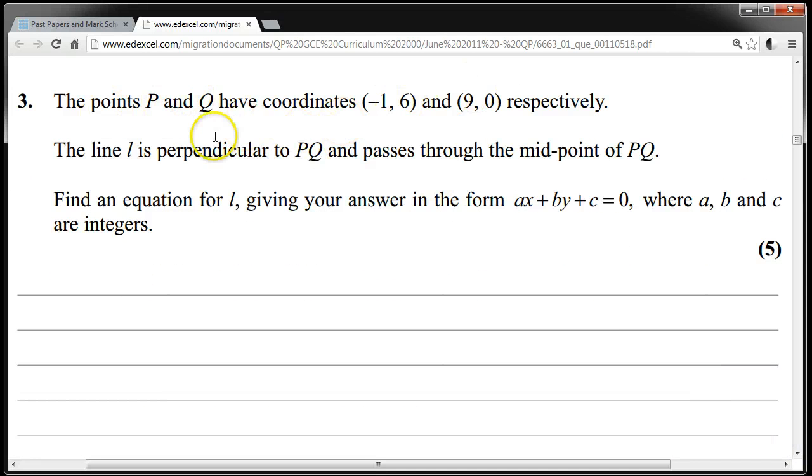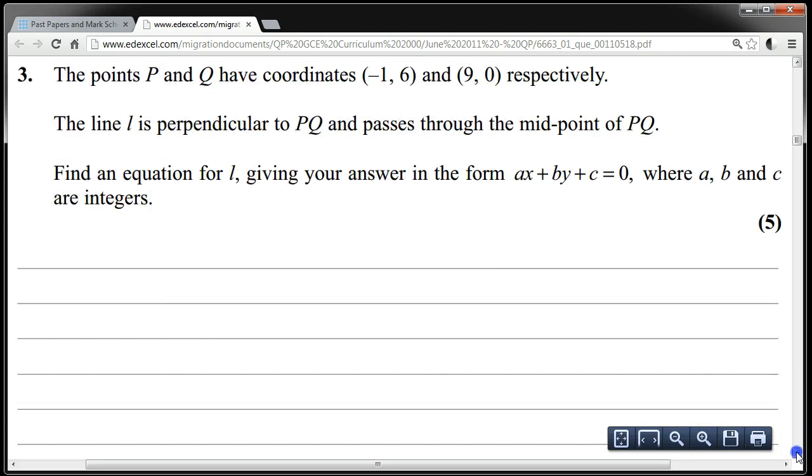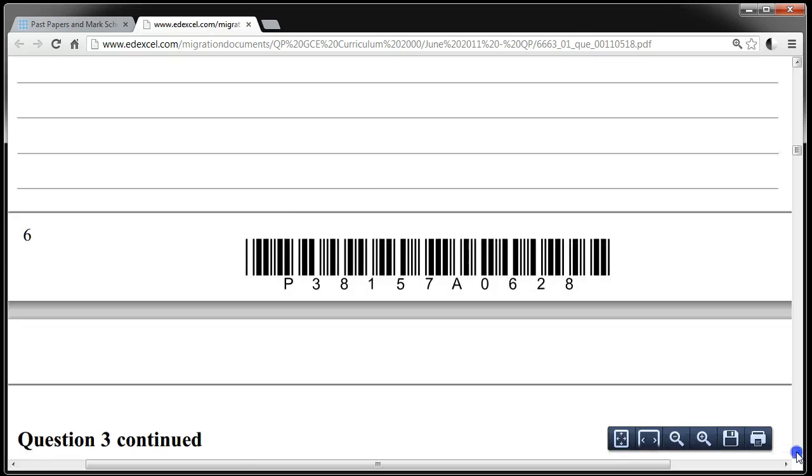Next question then, and there's plenty of pages to put the information in, isn't there? P and Q, coordinates. L is perpendicular to PQ. We can get the gradient, can't we? Then we know the gradient of the perpendicular line, and we can also work out the midpoint of this. So we know the point, the gradient. We can get the equation for L and rearrange it for this form. So 3 looks good as well, fairly standard, easy, straightforward question.